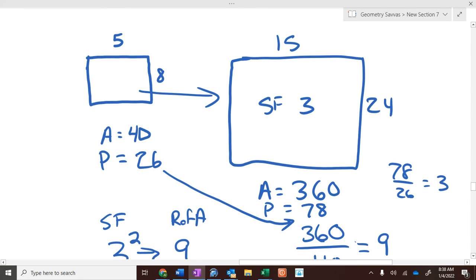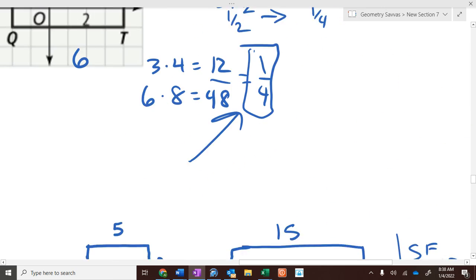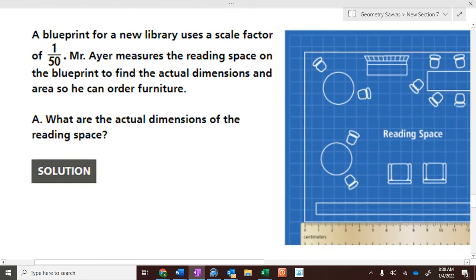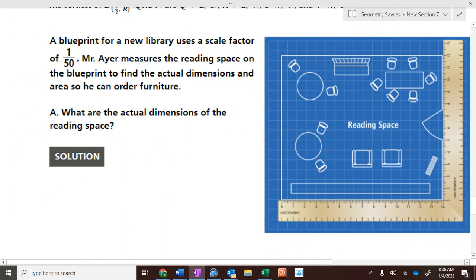3. So how's the scale factor and the ratio of perimeters related? The scale factor and the ratio of perimeters are both 3. They're both the same. So the ratio of the perimeters is always the same as the scale factor. The ratio of the areas is the square of the scale factor. All right.